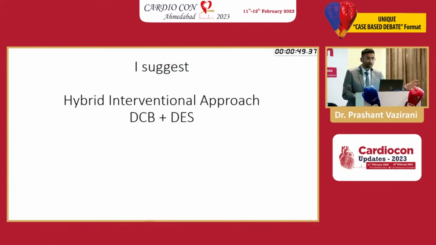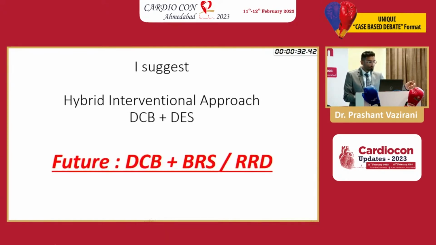So what I suggest here is not to choose any one therapy, but a hybrid interventional approach: DCB, and if you have a good result, your non-flow limiting dissections, your FFR is good, your residual stenosis is not much, then you can leave it. If you don't have those, then you should go ahead and put a DES, because the future is going to be a DCB with a biovascular scaffold or a resorption repair device. So maybe in CardioCon 2024, we'll hear more about resorption repair devices.